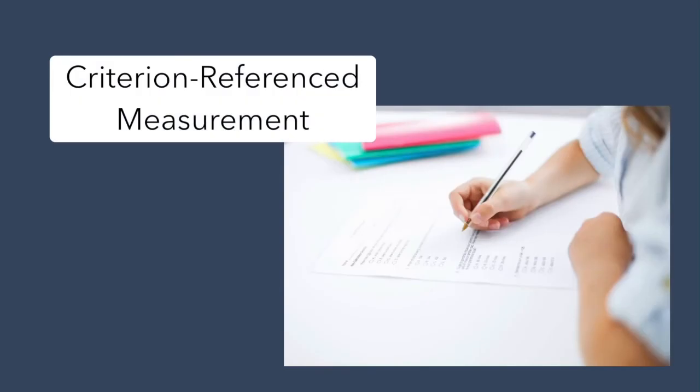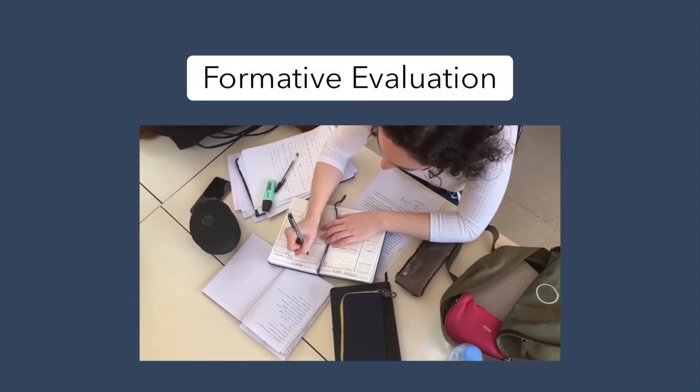Number 2, criterion referenced measurement. Criterion referenced measurement involves techniques for determining learning mastery of pre-specified content. The individual's performance is measured against a standard or criteria rather than against performance of others who take the same test. Number 3, formative evaluation.